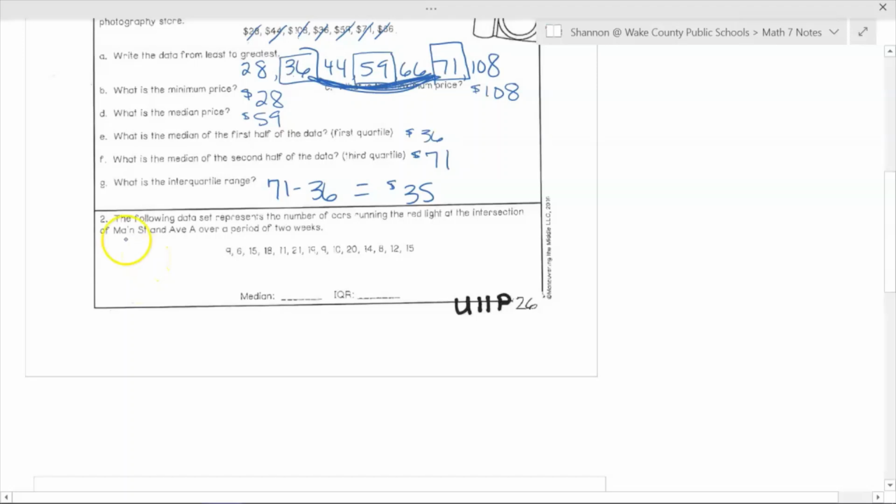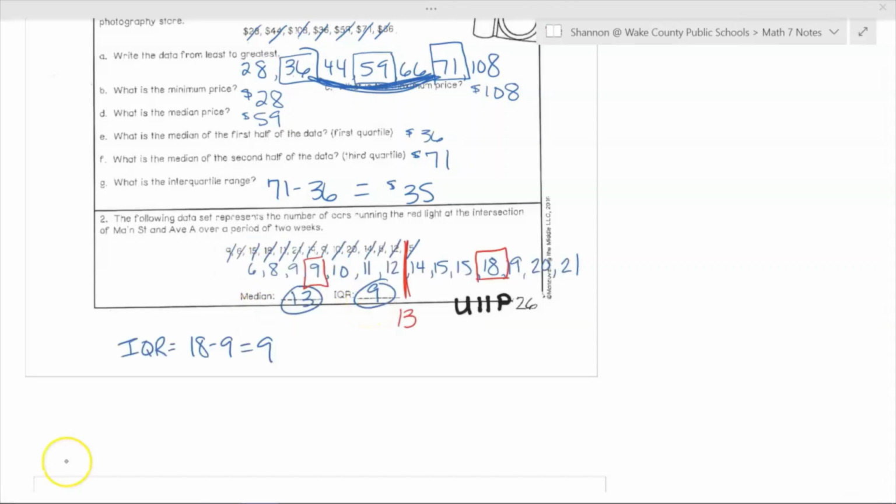All right, let's do it again. The following data represents the number of cars running a red light in an intersection at these two streets over a period of 2 weeks. I actually want you to pause the video. I want you to put the numbers in order, find your median, find your IQR, and then come back and check your work. Okay, once you've ordered them up and found your median, you'd realize that we need to find what's in between 12 and 14. So our median was actually 13.